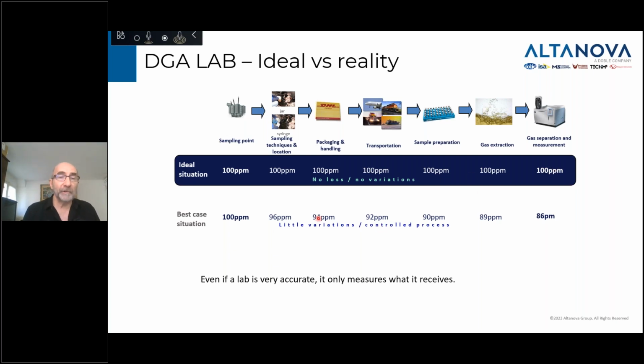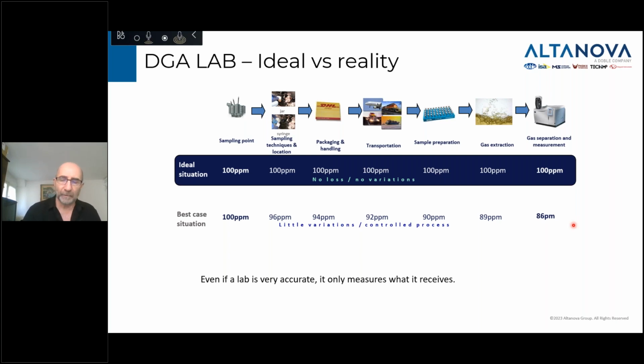But the best case situation, if you start with 100 ppm, if you get the results of around 86 ppm, so the whole system accuracy is around 14%. In general, you're still under the IEC spec, and you have a higher probability of doing the right diagnostic using the diagnostic tool.